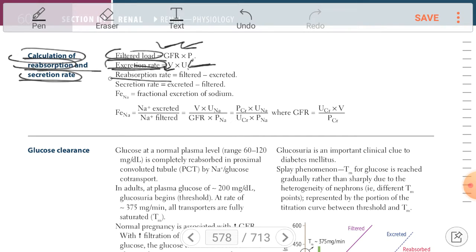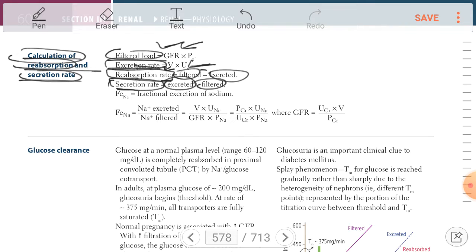So the reabsorption rate equals what? In case of filtration more than the excretion, filtration minus excretion equals the reabsorption from the tubule into the afferent artery. Then we have the secretion rate, in case of excretion more than the filtration. This means there is secretion from the afferent arteriole into the tubule.